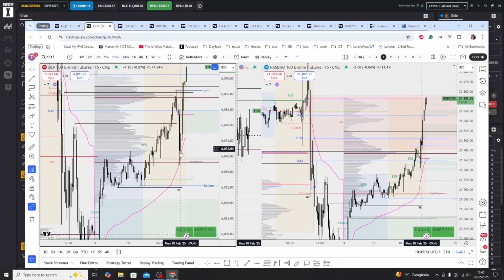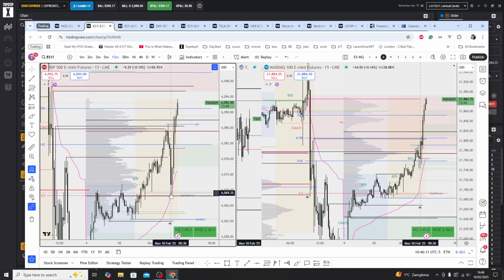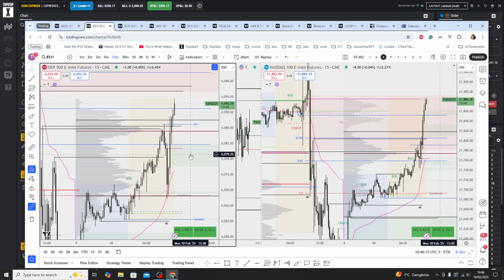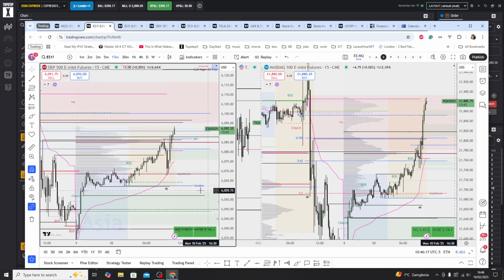This is open. We got a little bit of liquidity grab from 3:45. Let's call it 4 o'clock, from 4 a.m. They took liquidity, and there you go. And Nasdaq did nothing of that.